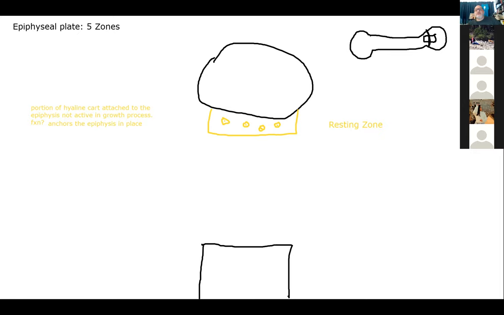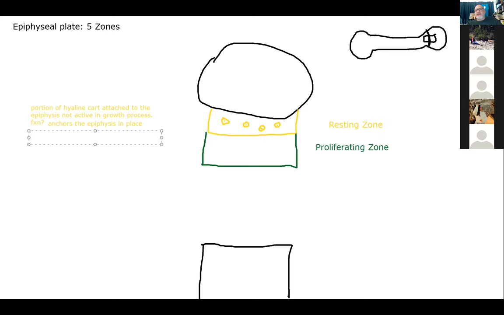All right, so this is the resting zone. The next zone is known as the proliferating zone. What does it mean to proliferate? Make life? True, make life would be a good way of describing it, or really just make more of. You've got the right idea. To proliferate means to make more of. And that's exactly what happens in this area.